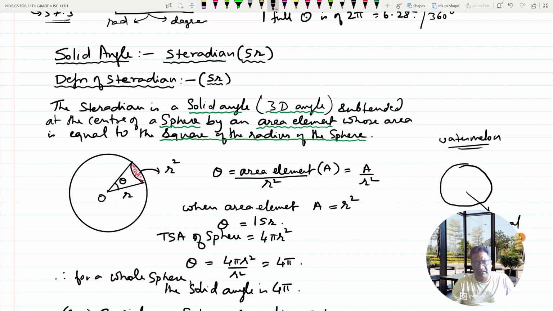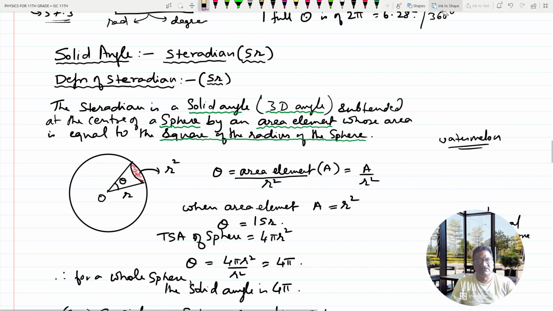Okay, I'm telling you this because in the market you get watermelons which are not exactly spherical but elongated, elliptical in shape. So don't take those watermelons. I'm talking about watermelons which are perfectly spherical. Now suppose you have a watermelon which is very much spherical.